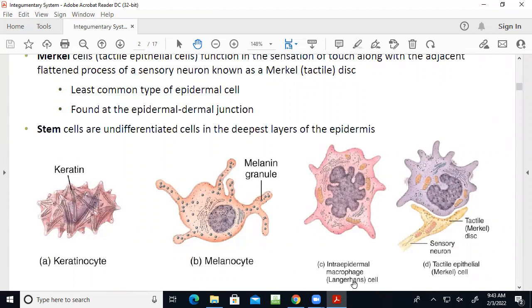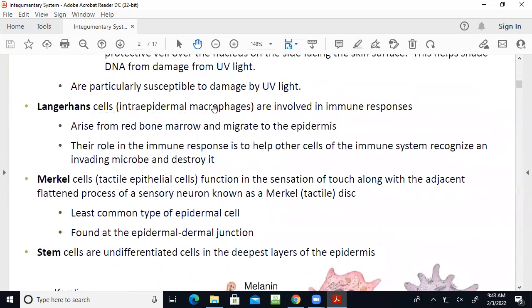The third type of cells are called Langerhans cells. That's the traditional term, probably named from some scientist or doctor that discovered them. They're pushing this newer, fancier term for them, intraepidermal macrophages. I want you to know both of their terms, but they're involved in immune responses. These guys are more like a white blood cell. In fact, they actually arise in the same place that our white blood cells do, our red bone marrow, the bone marrow that we'll talk more about in our next unit. They then migrate to the epidermis.